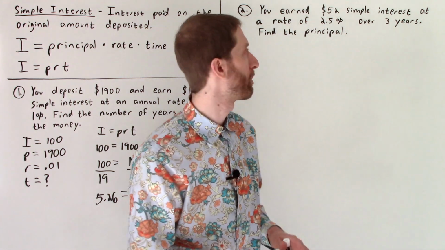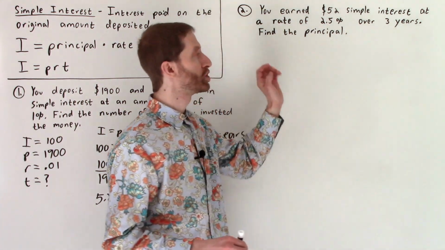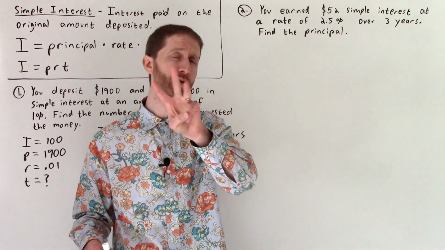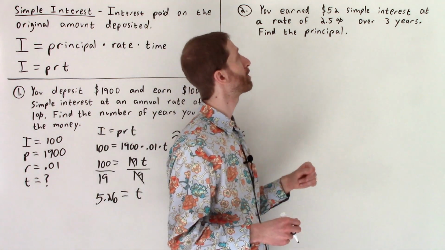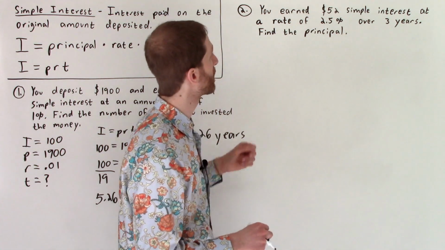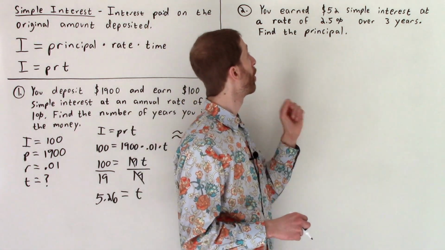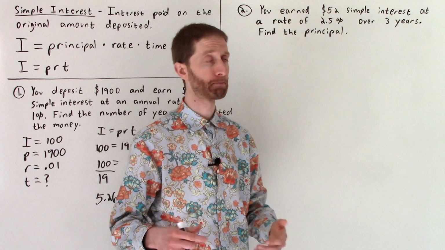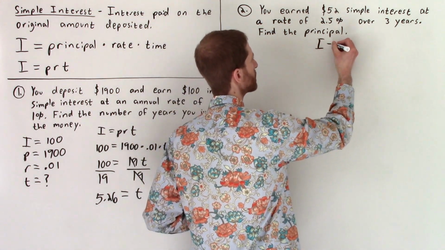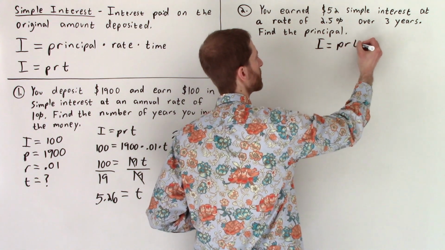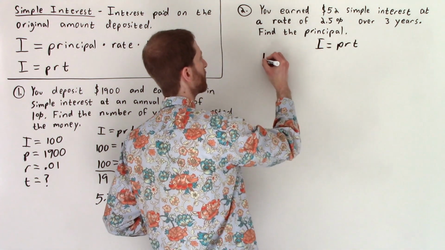Let's do one more problem here before I switch to the second part of the video and show you a third problem. I'm going to cover all the different bases with simple interest. It says you earned $52 simple interest at a rate of 2.5% over 3 years. Find the principal. Okay, again, we have simple interest, so I know I have I equals P times R times T. So I'm going to take stock of the information I have.